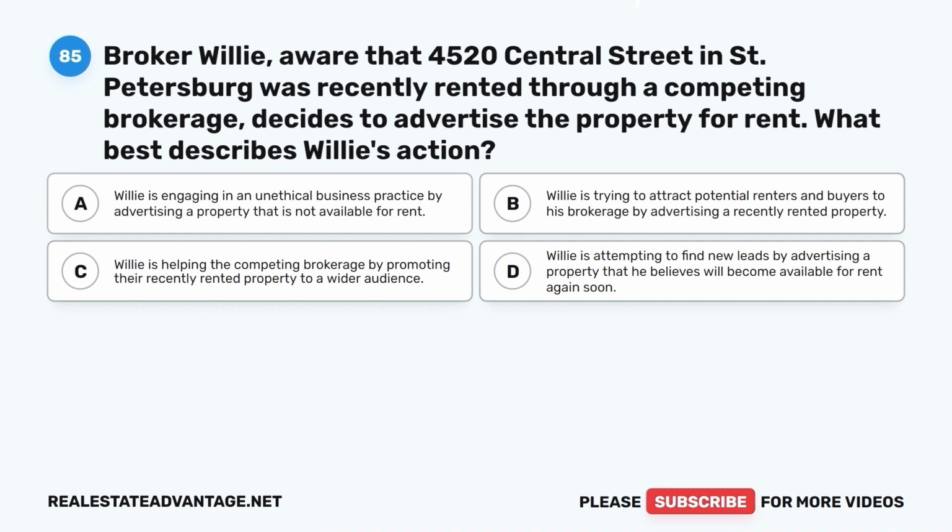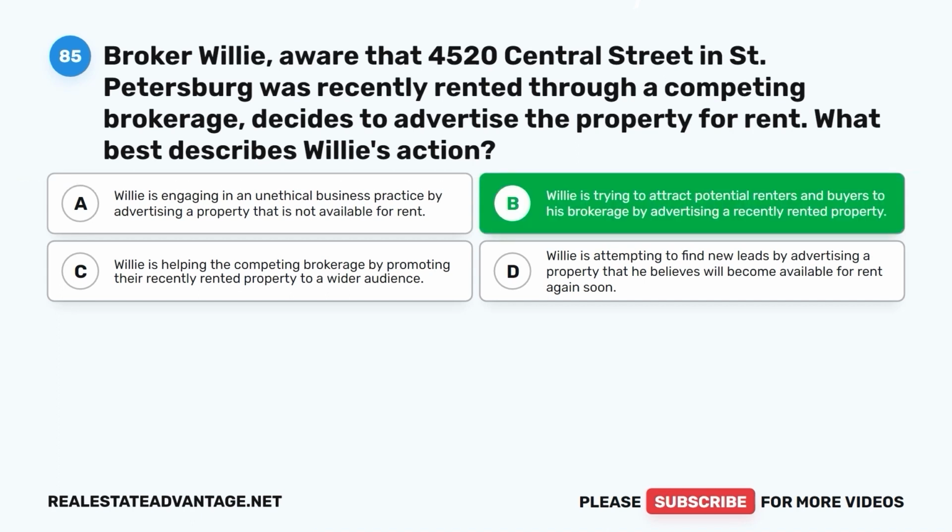Question 85. Broker Willie, aware that 4520 Central Street in St. Petersburg was recently rented through a competing brokerage, decides to advertise the property for rent. What best describes Willie's action? A. Willie is engaging in an unethical business practice by advertising a property that is not available for rent. B. Willie is trying to attract potential renters and buyers to his brokerage by advertising a recently rented property. C. Willie is helping the competing brokerage by promoting their recently rented property to a wider audience. D. Willie is attempting to find new leads by advertising a property that he believes will become available for rent again soon.